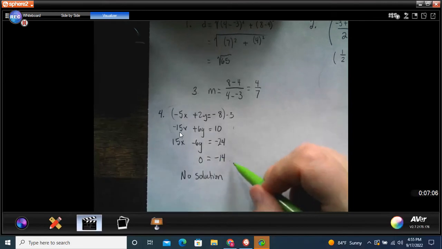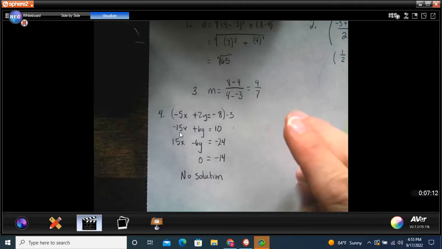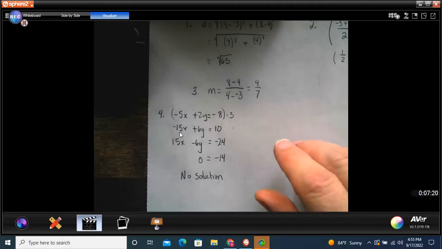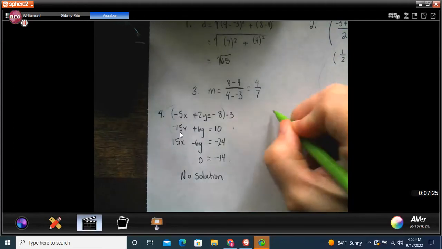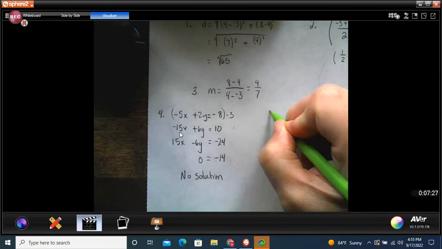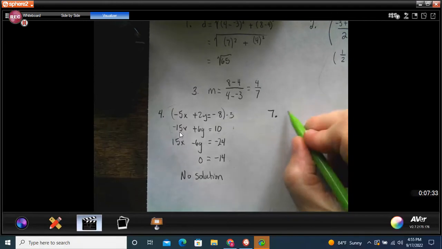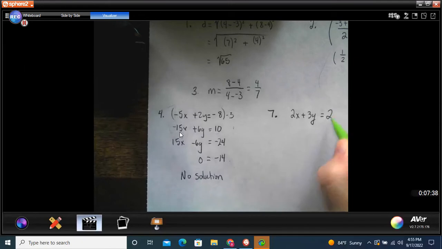Had we gotten a true statement, that 0 equals 0 or negative 14 equals negative 14, then our answer would have been infinitely many solutions. There's an infinite number of ordered pairs that would work for that. Okay. We have another one to do here like this, and I'm going to jump to it, and then we'll go back to the other ones there. Number 7 is 2x plus 3y equals 2, and 6x minus y equals negative 4.